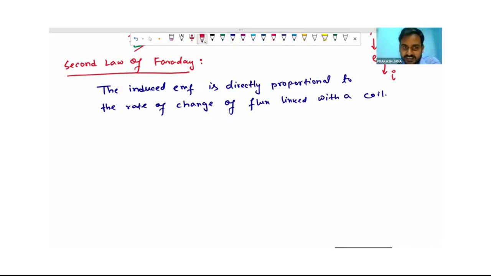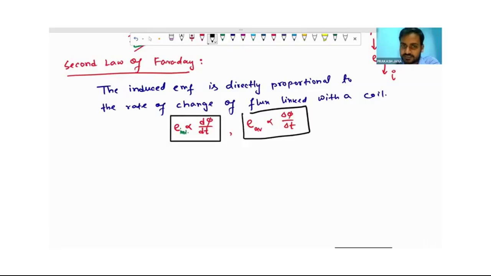So mathematically we can write that suppose E is the EMF induced, that is proportional to the time rate of change of flux, d phi dt. Okay, even we can write the average induced EMF is proportional to delta phi delta t, and this one, we can write, is the instantaneous induced EMF proportional to d phi dt. I hope you know the difference between instantaneous and average. Okay, now we will take an example corresponding to the second law of Faraday.